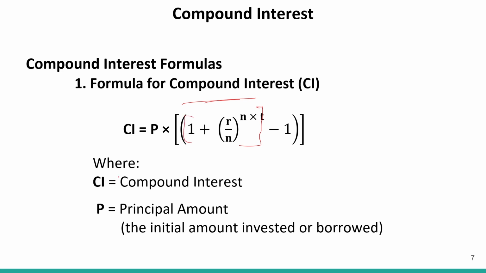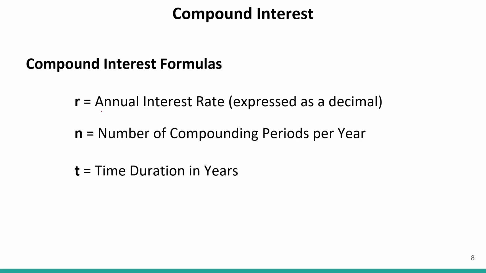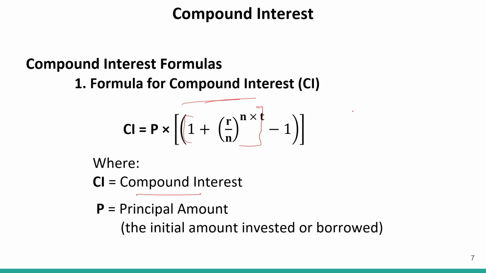Here, CI is the compound interest, P is the principal amount, and R is the annual interest rate expressed as a decimal. If it is not expressed as a decimal, CI will become P[(1 + R/(n x 100))^(nT) - 1]. This would have been the formula if R is given as a percentage, not a decimal.